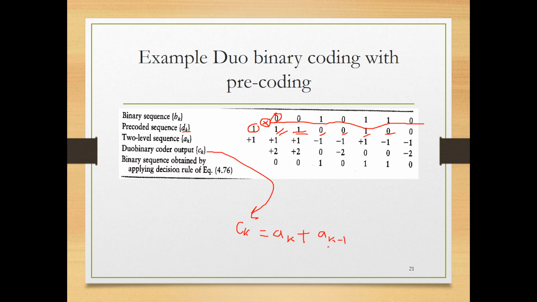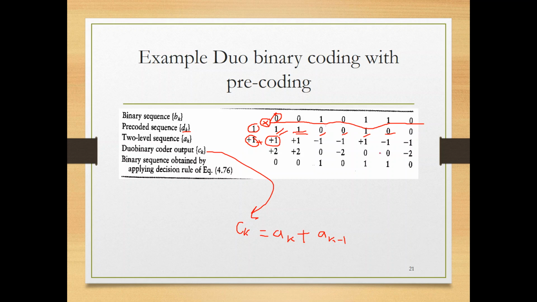AK minus 1. True? So you just take this value, this is AK, and this is AK minus 1. You sum them. 1 plus 1, plus 2. 1 plus 1, plus 2. Minus 1 plus 1, 0. Minus 1 minus 1, minus 2.